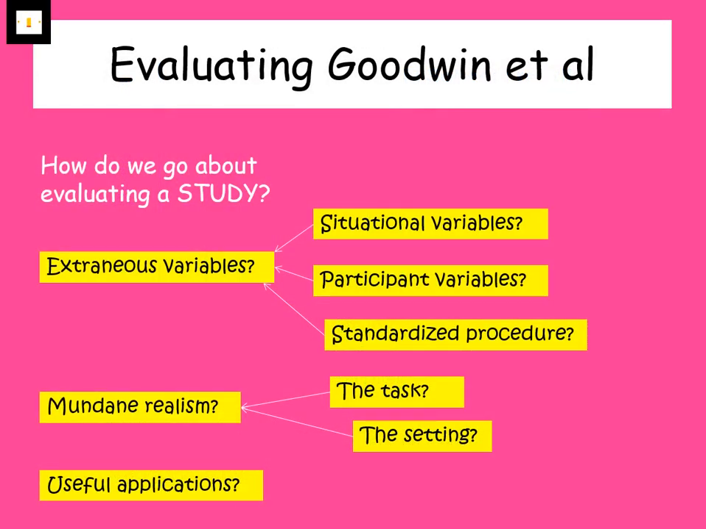Just the same way as we did in the previous lesson, think about the way in which you could evaluate this. So one of the problems with this is it is a lab experiment. So in terms of mundane realism, the task is not something that you would generally be asked to do in everyday life. Although going in and out of intoxicated states is something that does happen in everyday life, the setting, which was in a controlled environment, is not realistic.